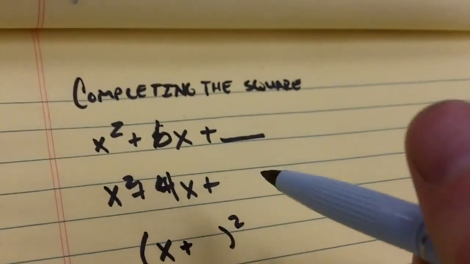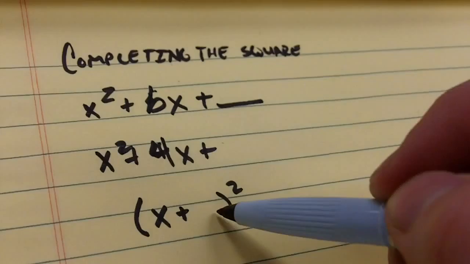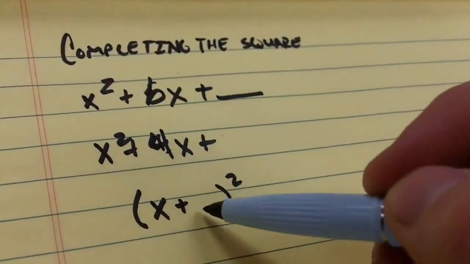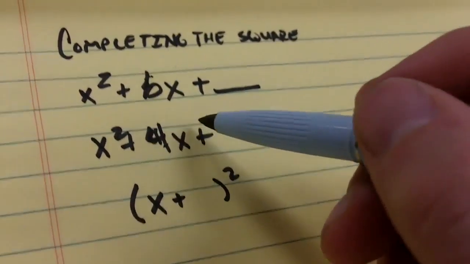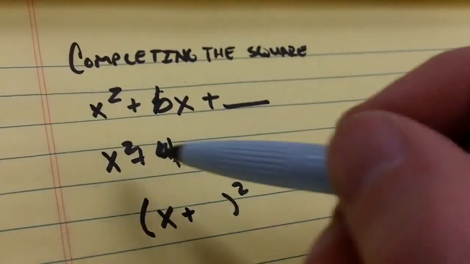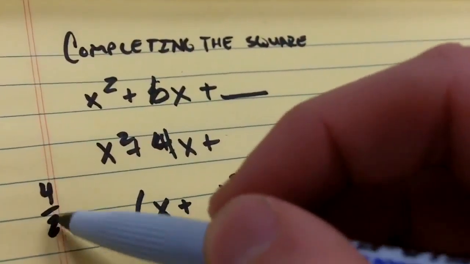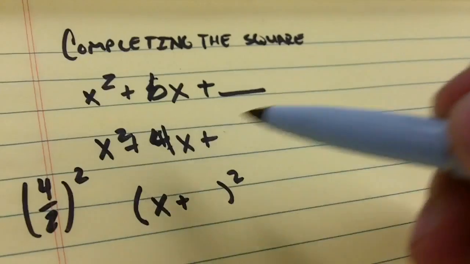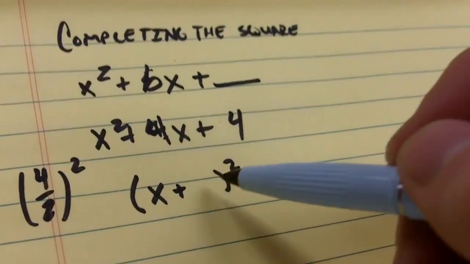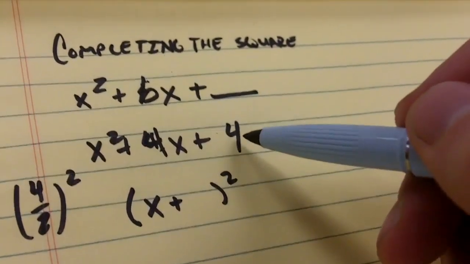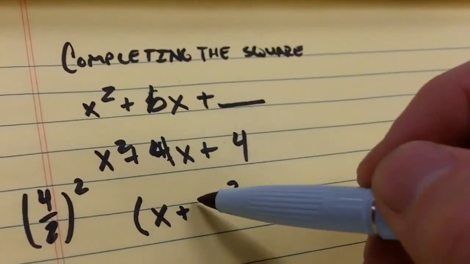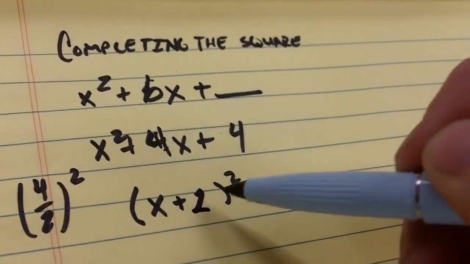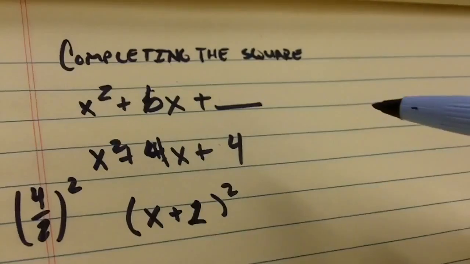Well, what that means is, if you want to square something, you take this number, double it, and you get this number; square it, and you get that number. But if I don't know that number, then I just take this number, 4 divided by 2, and square it. 4 divided by 2 is 2, squared is 4. I add 4 here. Now when I factor this, 2 times 2 is 4, 2 plus 2 is 4, so it's x plus 2 squared. And you can start completing the square.